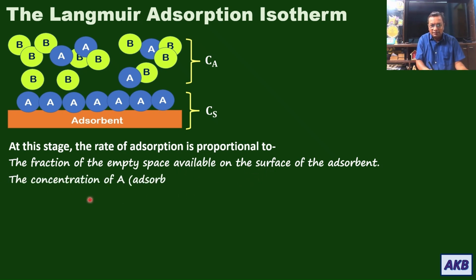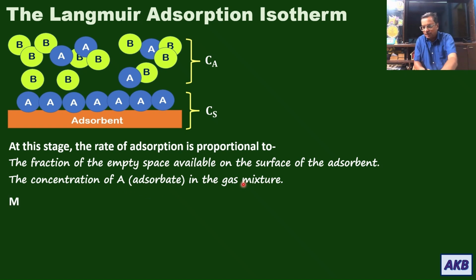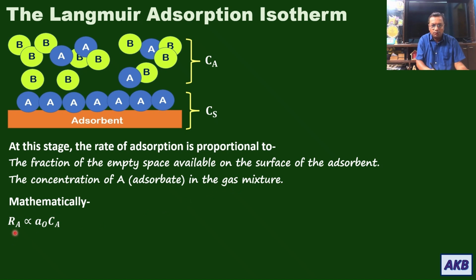And the other parameter is the concentration of A in the gas mixture. So the rate of adsorption is proportional to, one, the fraction of empty space available on the surface of the adsorbent, and two, the concentration of A, that is the adsorbate in this case, in the gas mixture. If you have to represent it mathematically, rate of adsorption, I am denoting it as Ra. Ra is directly proportional to A naught into Ca. A naught is the fraction of the empty space that is available on the surface of the adsorbent, and Ca is the concentration of A in the gas mixture.